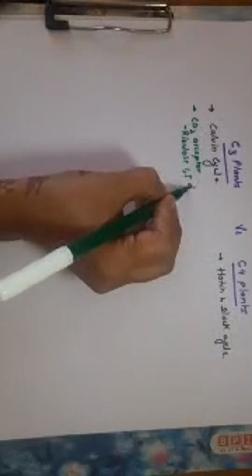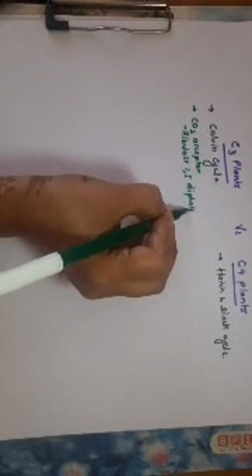The second difference between the C3 plants and the C4 plant is that in case of the C3 plant, the carbon dioxide acceptor is ribulose 1,5-diphosphate, whereas in case of C4 plant, the carbon dioxide acceptor is phosphoenol pyruvate.